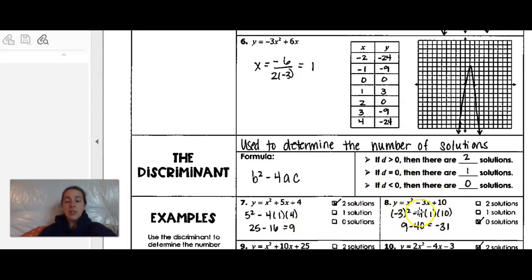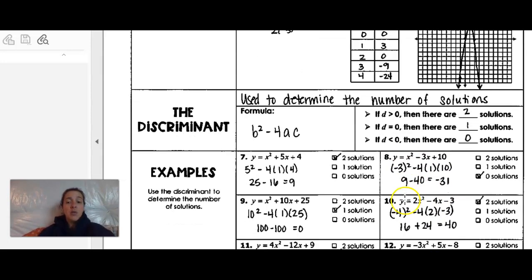So looking at this one, and this is where parentheses come into a really big play and are really important. So I still have my b squared minus 4ac. So my b here is this negative 3. Don't lose your negatives. That's really important. So I've got negative 3 squared minus 4 times 1 times 10. So negative 3 squared is 9. Minus 40 is a negative value. It doesn't even matter what the value is. It's just less than 0. So I'm not going to have any solutions here. So now I want you to try these ones.